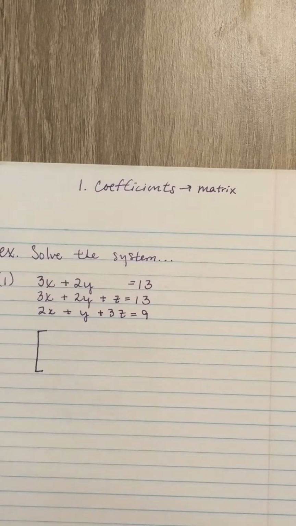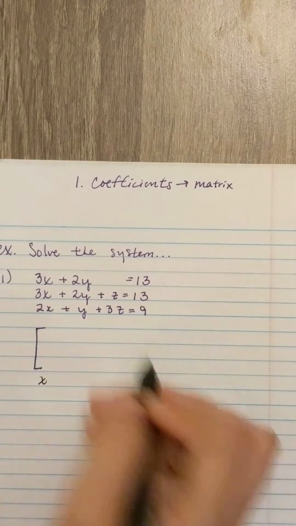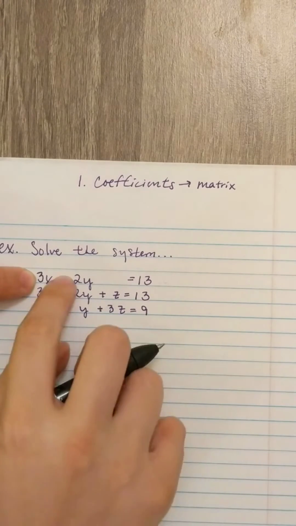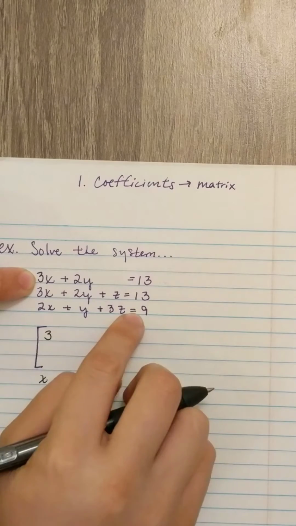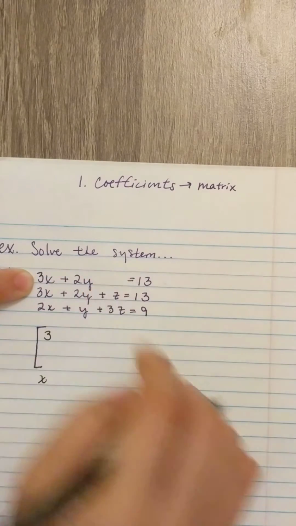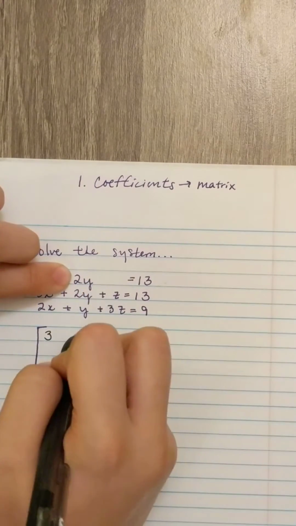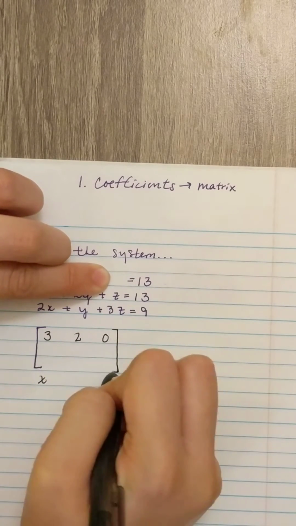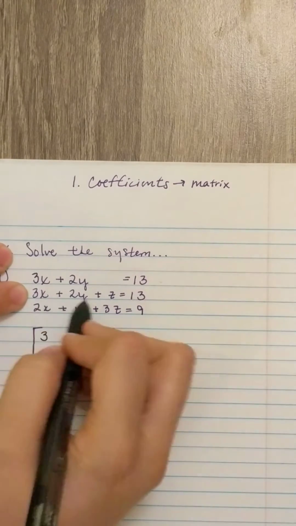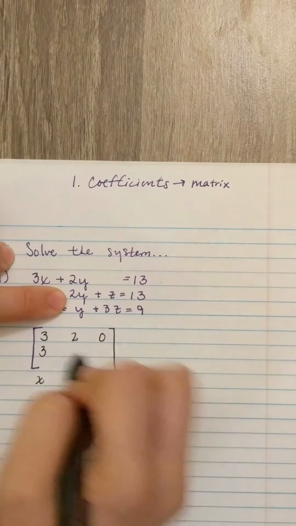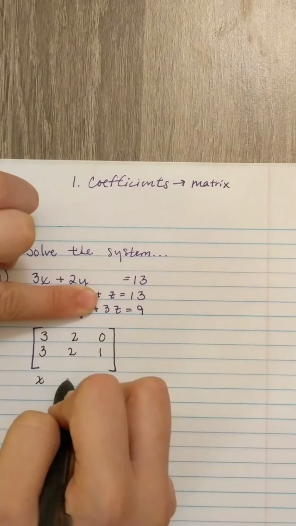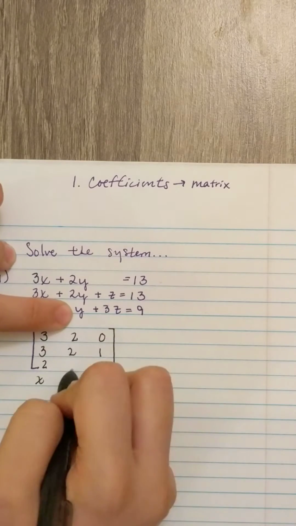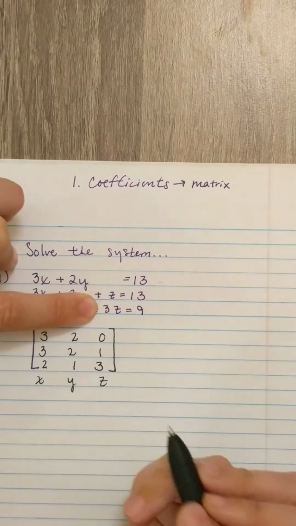So the first column is my x's. Here I have 3x, so 3. And then I'm not putting my operators or my equal signs in, I'm just taking the coefficients. So 3 and then 2, don't have a z. And then the next equation I have 3, 2, and then 1. So that's my y's, that's my z's. So I have 2 x's, 1 y, and 3 z's.